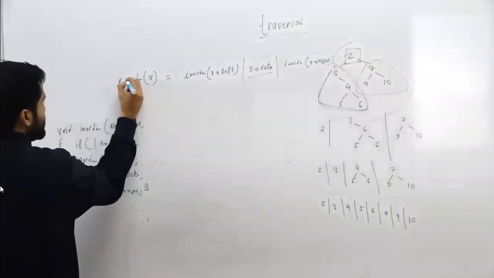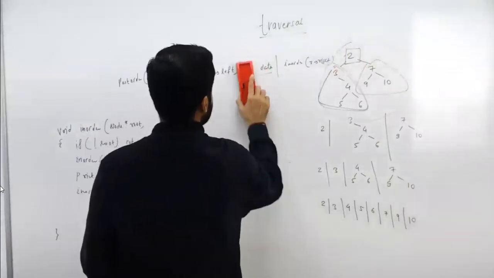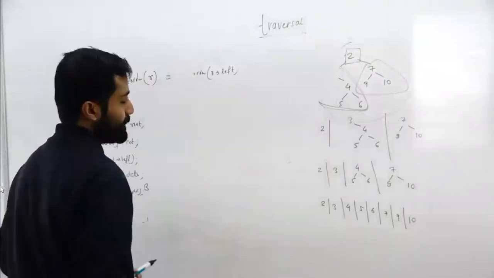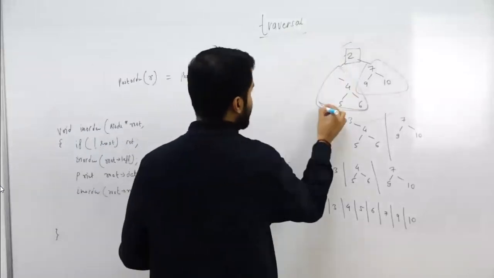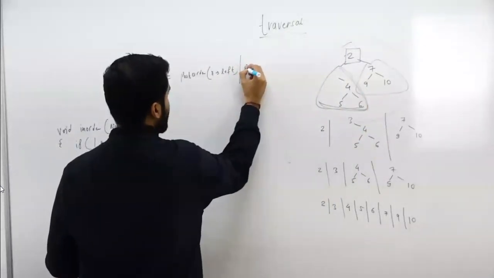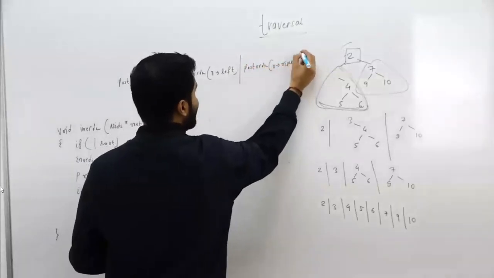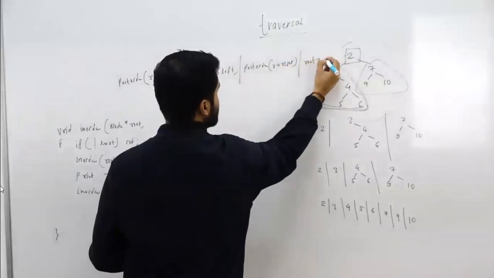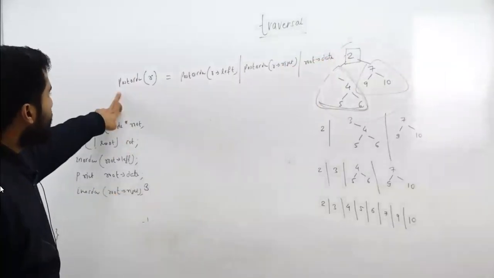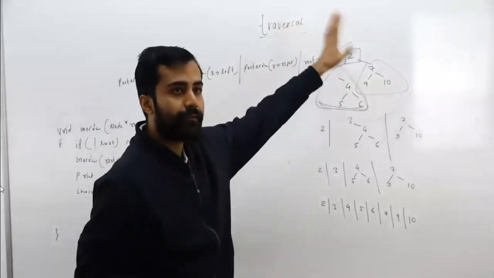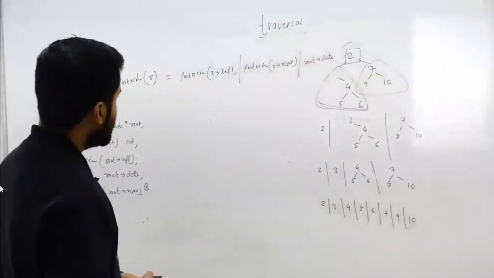Post means last. So post order traversal says that you will first print your left subtree, okay, which is this part, and then you will print your right subtree. And then at the end, you will print the data contained in the root. Okay. So post order gives the final priority to the root. It first prints the left subtree, then the right subtree, and then only it prints the root.